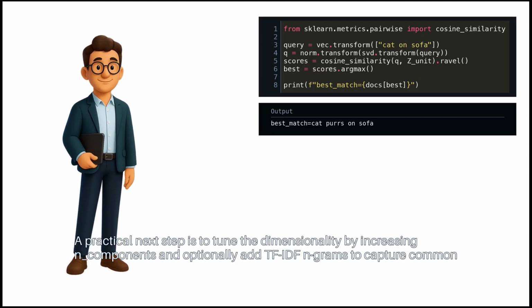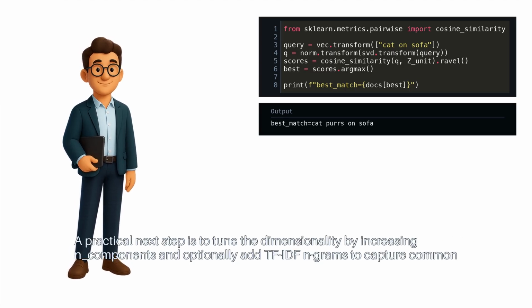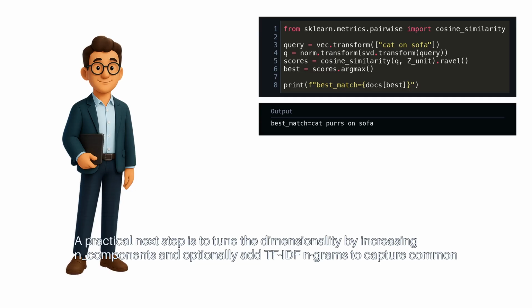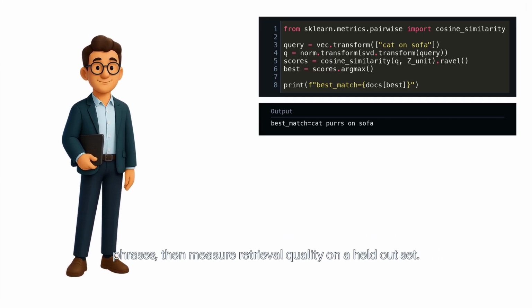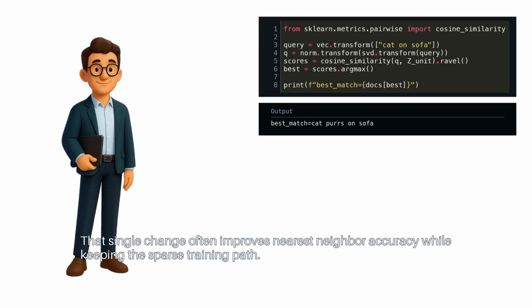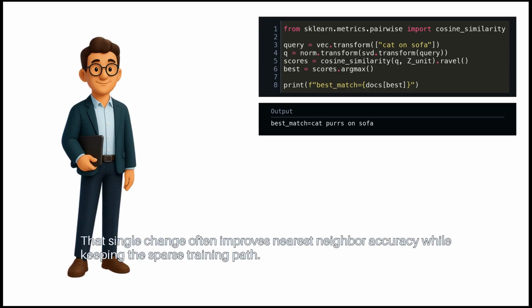A practical next step is to tune the dimensionality by increasing n_components and optionally add TF-IDF n-grams to capture common phrases. Then measure retrieval quality on a held-out set. That single change often improves nearest neighbor accuracy while keeping the sparse training path.